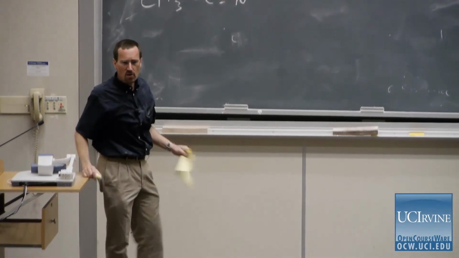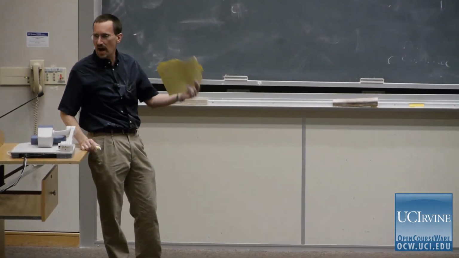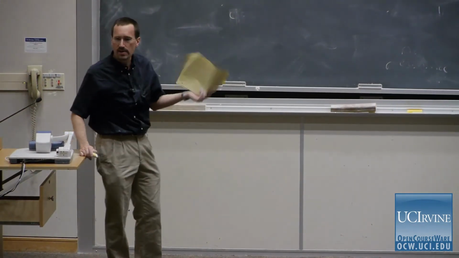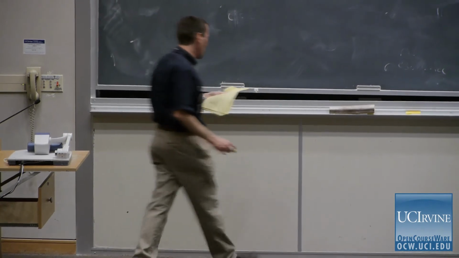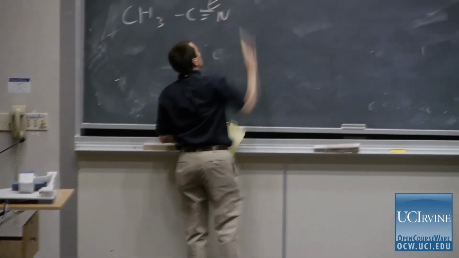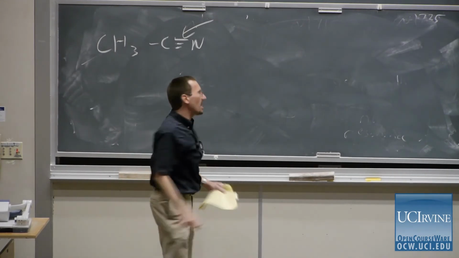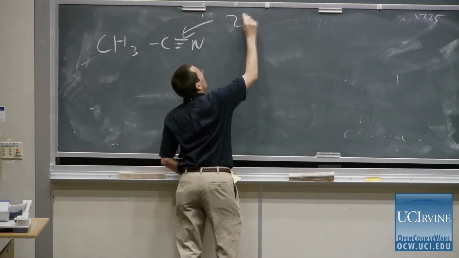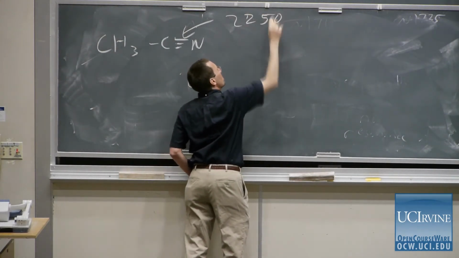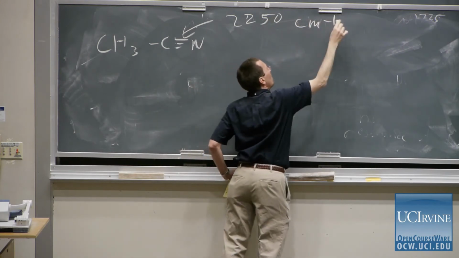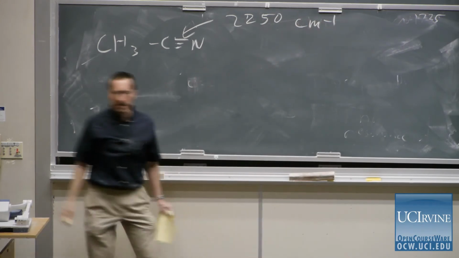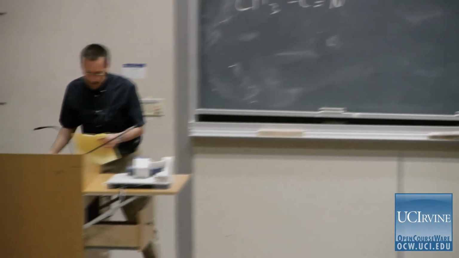So we talked about all the carbonyls, and we said carbon-oxygen double bonds are centered around 1700 wave numbers. Triple bonds are, of course, stronger than double bonds. So the carbon-nitrogen triple bond is centered at about 2250 wave numbers. They're usually sharp in the IR spectrum.